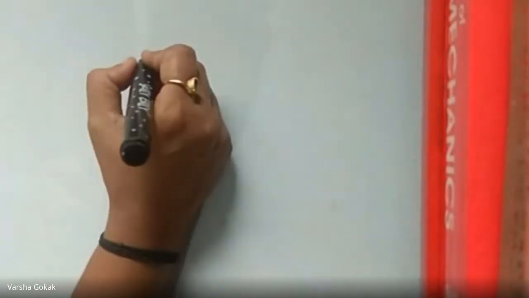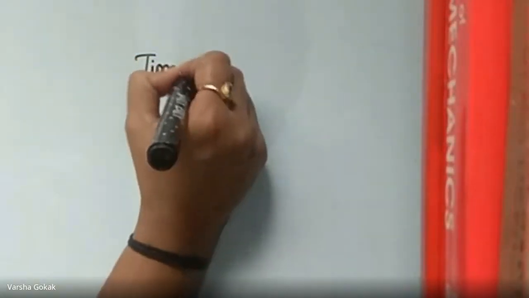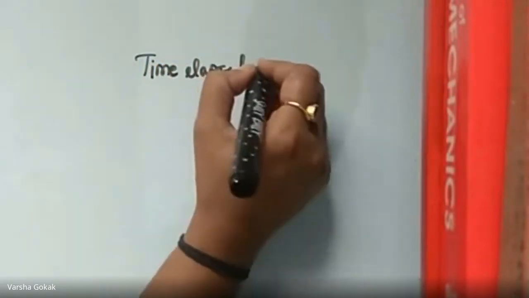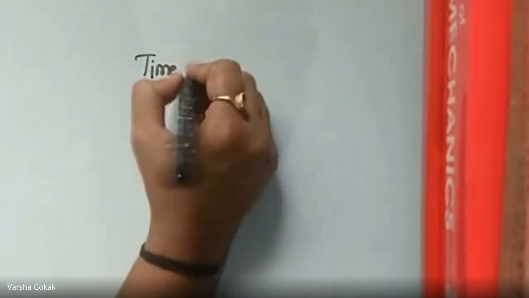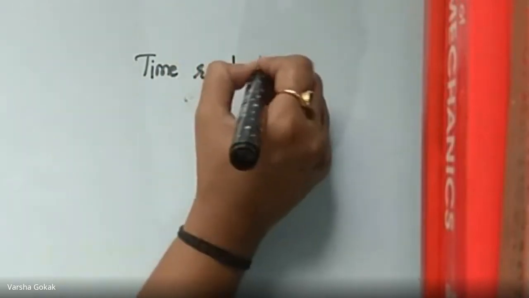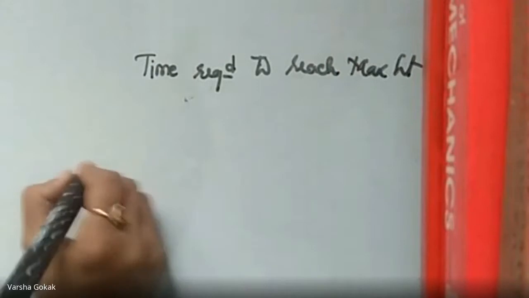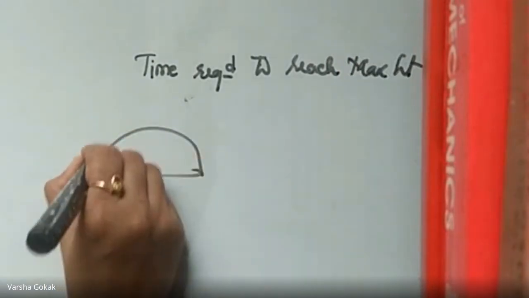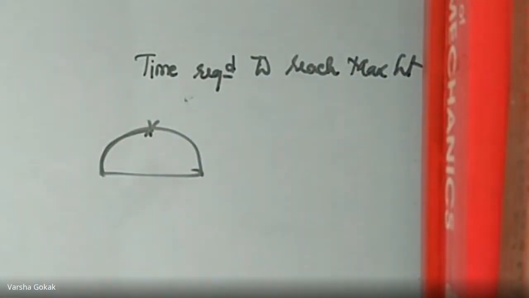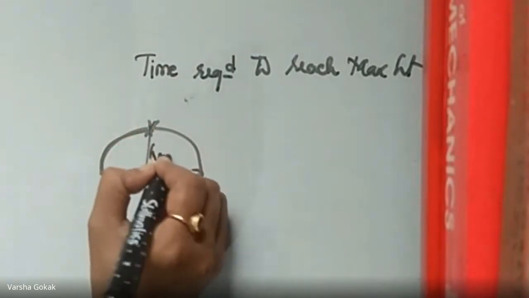Next, I have to calculate the time. The time elapsed, or time required, you can call it, to reach maximum height. So what is the time for it to go and reach up to this point? Maximum height. This is our h max, right?